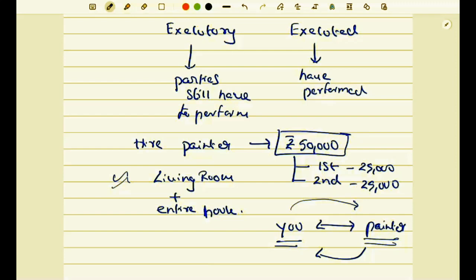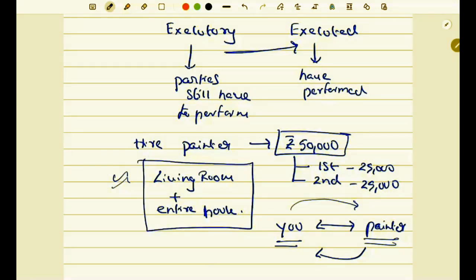The painter has to continue to paint the house, and you have the obligation of making the final payment. The executory contract will transition to an executed contract only when all the rooms are painted, and finally the payment is done. So this can be taken as a very simple example for understanding what an executory contract and an executed contract is.